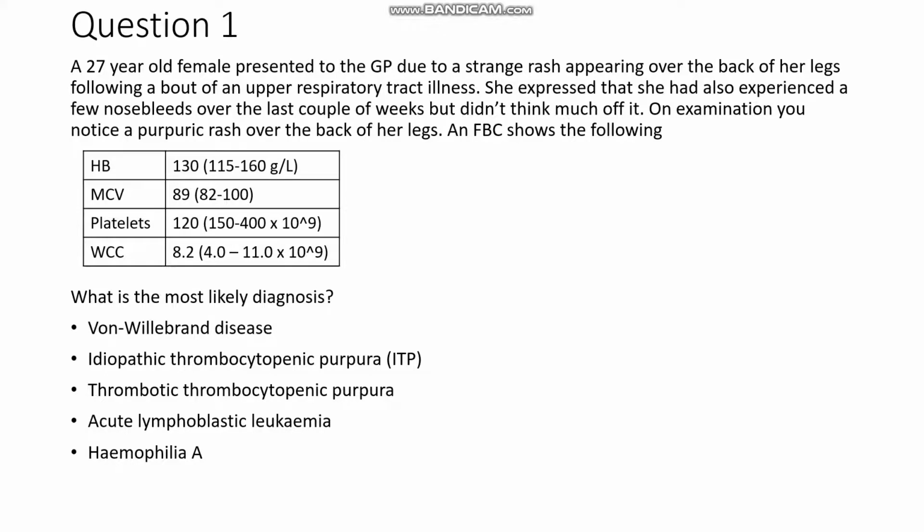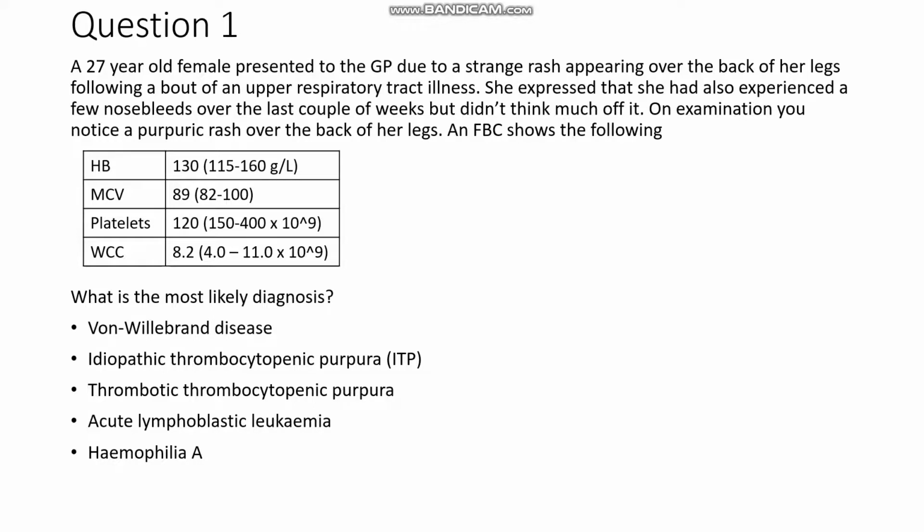We have a 27-year-old female who presented to the GP due to a strange rash appearing over the back of her legs following a bout of an upper respiratory tract infection. She expressed that she's also noticed a few nosebleeds over the last couple of weeks, but didn't think much of it. On examination, you confirmed the purpuric rash over the back of her legs and otherwise is normal. On an FBC, the following are seen. Pause the video now and have a go at answering this question.